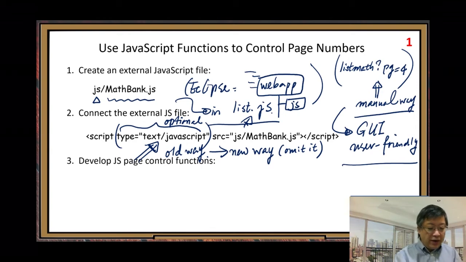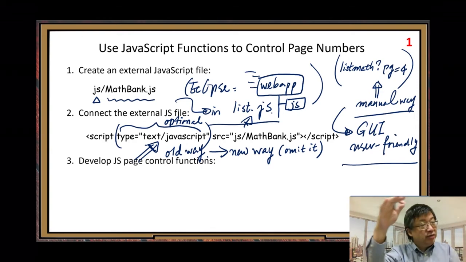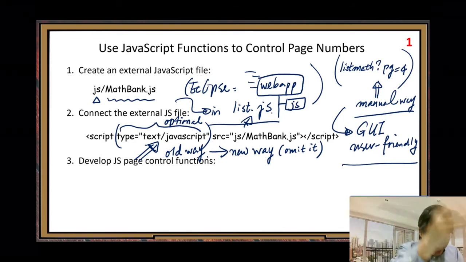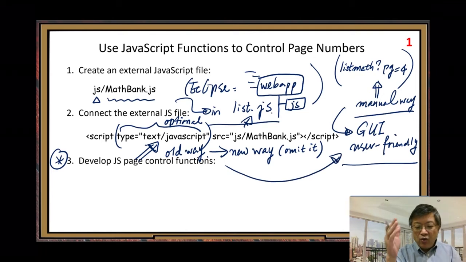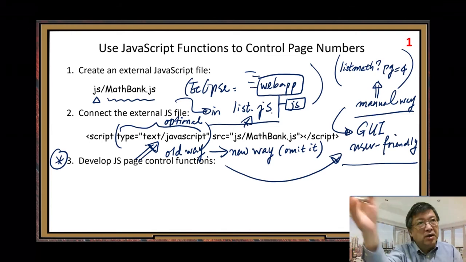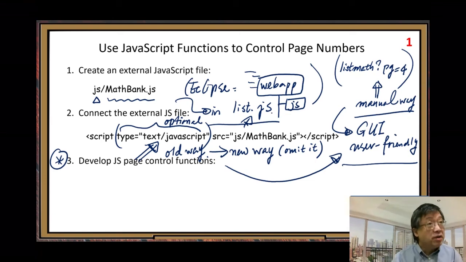Number 3, now, after the setup, arrangement, now we are ready to do the main work. Develop JS page control functions. Using these page control functions, then we can change the page number with a user-friendly GUI interface. Okay, user-friendly GUI components. Yeah, so that's the idea.